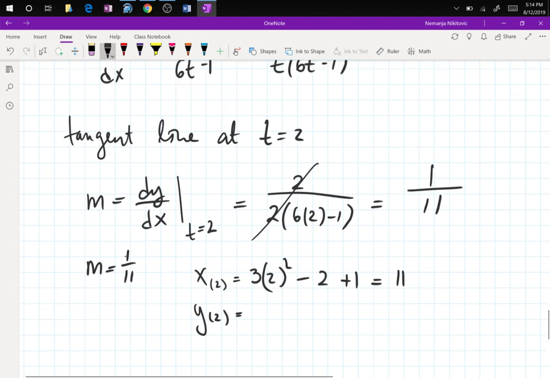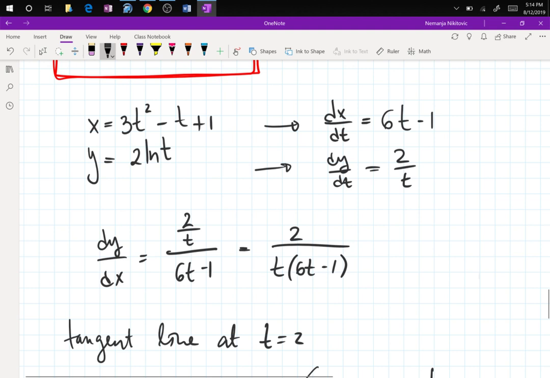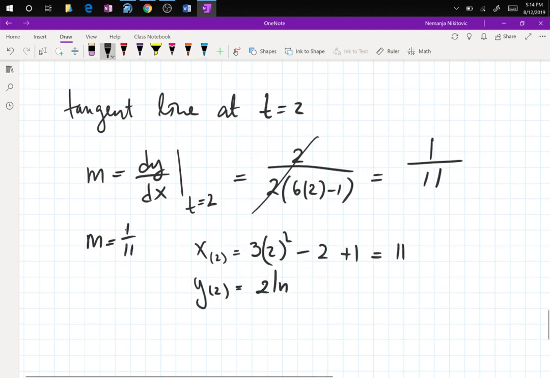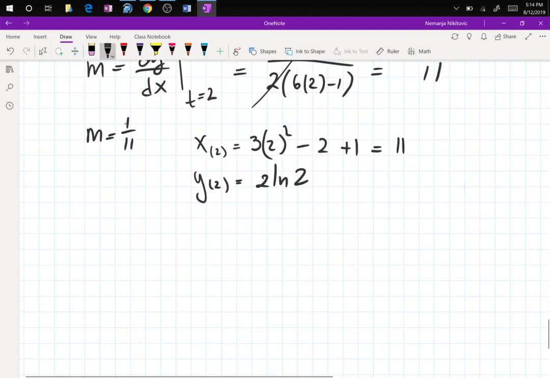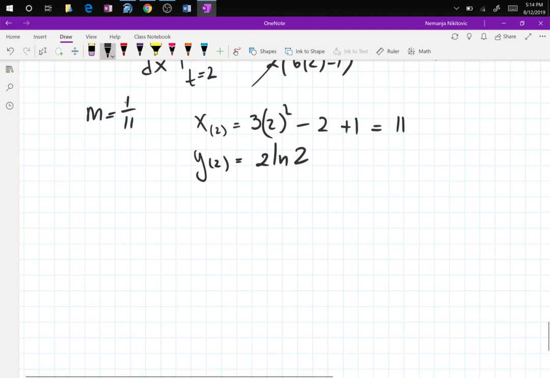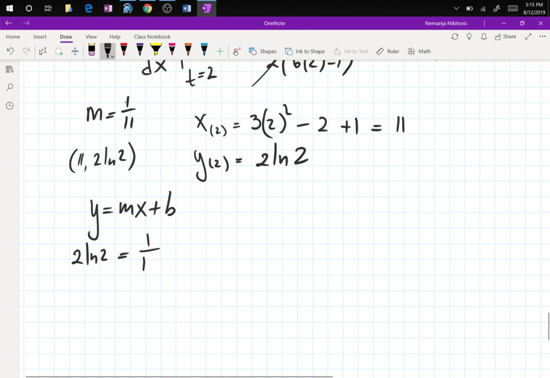And the other one is 2 ln t, so 2 ln 2. So now your point is 11, 2 ln 2, y equal mx plus b. Hopefully you remember your calculus 1 tangent line. Y is 2 ln 2, m is 1 over 11, x is 11 plus b. These 11s cancel. B equals 2 ln 2 minus 1.